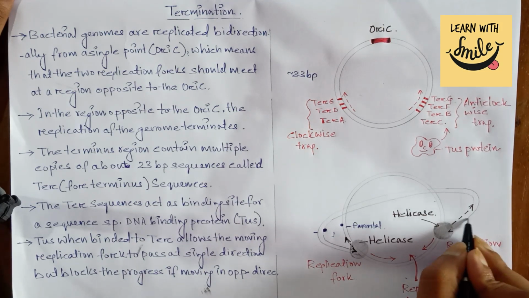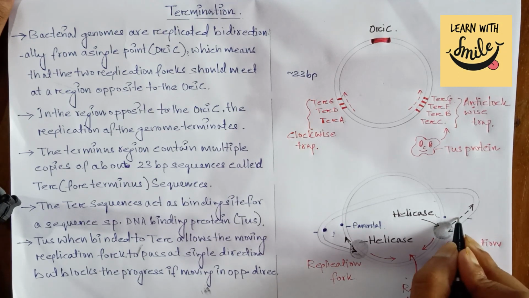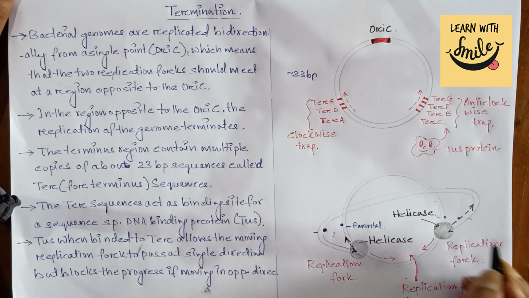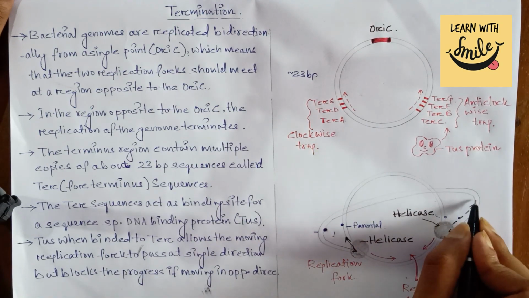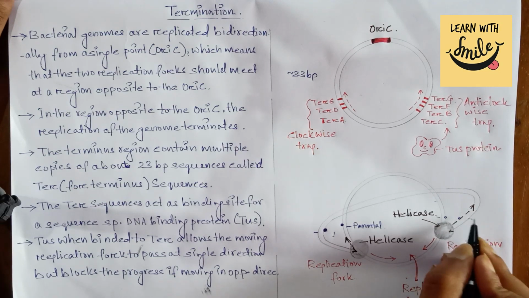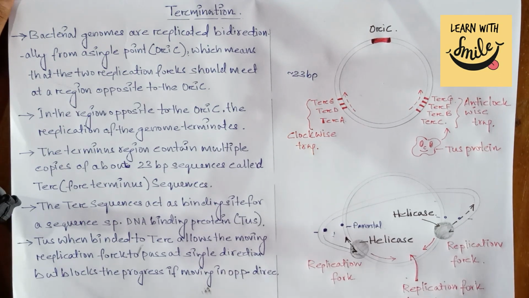These are the parental strands, this and this, and these are the newly synthesized strands. Now you can see the strand which acted as a leading strand at one side of the replication fork, this same strand is acting as a lagging strand at the other side of the replication fork. Now this has already been described in my previous video. If you have not checked it out, and if you have confusions regarding this, please go and check it out and then come to this particular video.